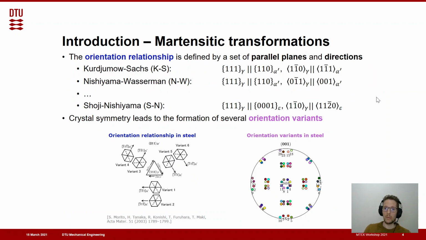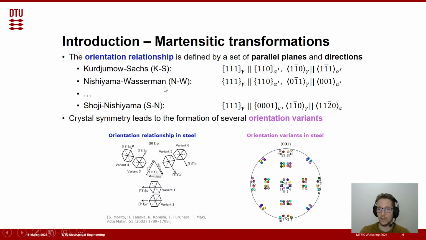In Martensitic transformations, the orientation relationship is usually defined by a parallel set of planes and directions of the parent and the child phase. In steels, in the case of gamma FCC and alpha prime BCT, we have the most famous Kurdjumov-Sachs orientation relationship, where we have the 1-1-1 plane of austenite parallel to the 1-1-0 plane in martensite, and the 1-1-0 direction in austenite parallel to the 1-1-1 direction in martensite.